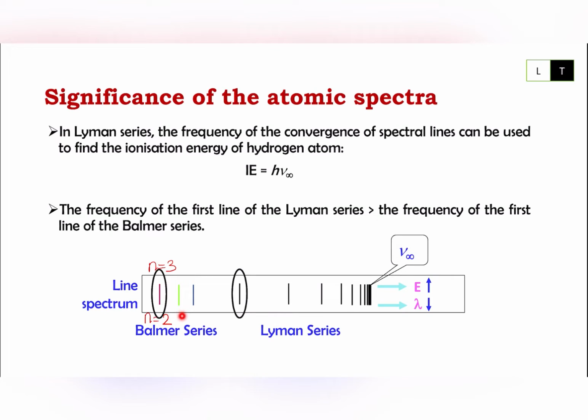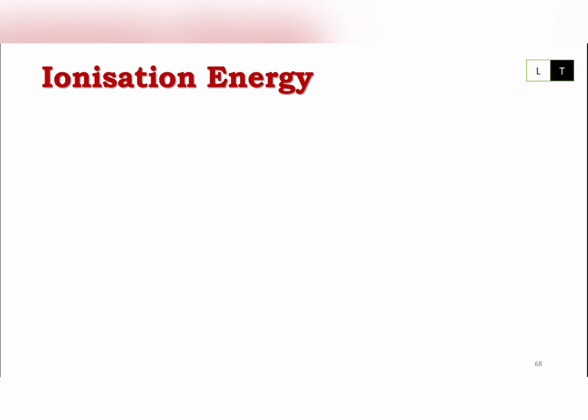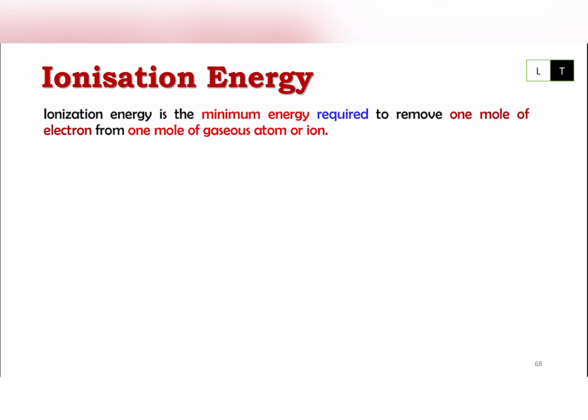So the convergence of spectral lines shows that the difference between successive energy levels becomes smaller. That's why the gap becomes smaller with increasing distance of energy levels from the nucleus. This is why we relate the convergence limit with the ionization energy.